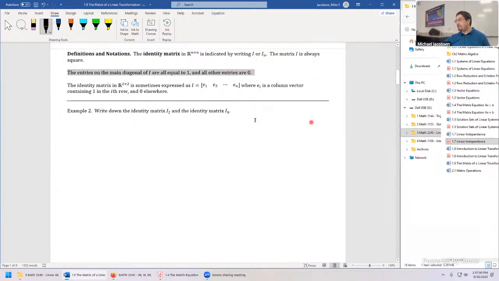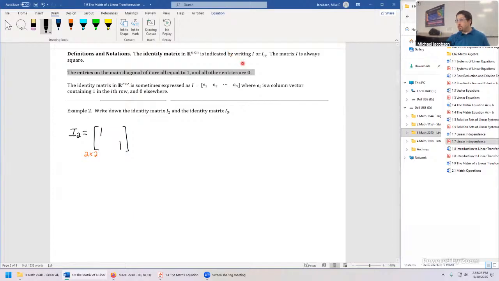And this is what it looks like. The main diagonal entries are all equal to 1. Every entry off the main diagonal is equal to 0. And so if we were to write down, say, I2, it would look like this. It's going to be a square matrix of size 2 by 2. The main diagonal is the entry that goes here and then diagonally down that way. So it starts at the top, going left to right, and moves to the bottom. The main entries are both 1s.